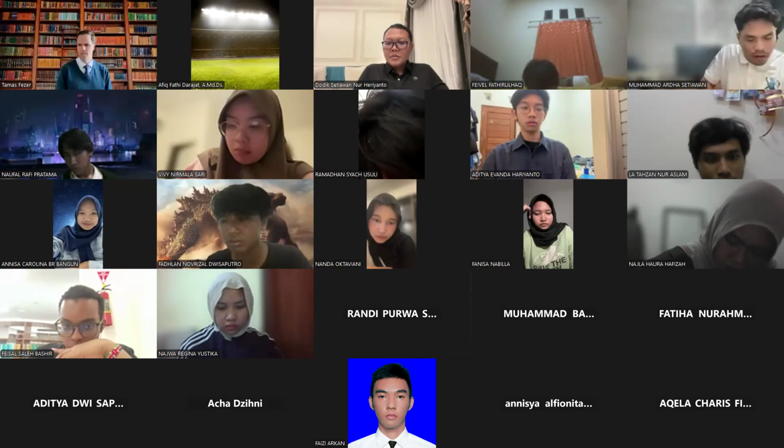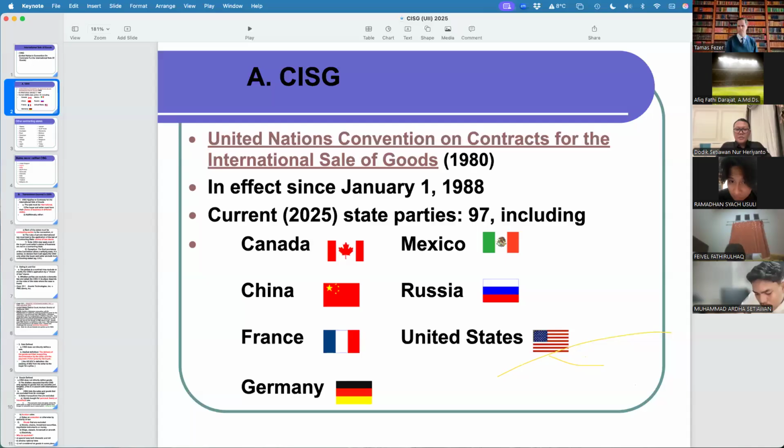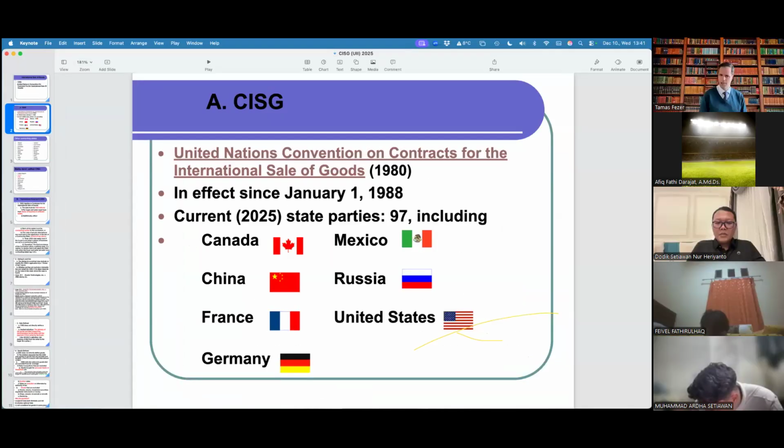So 97 state parties really don't even seem to be the vast majority of the countries registered at the United Nations. It's certainly a little majority, but if you check the state parties, you can actually find some of the probably biggest economies in world trade, including the United States, almost all the European Union member states, also Russia, China, Canada, and even Mexico.